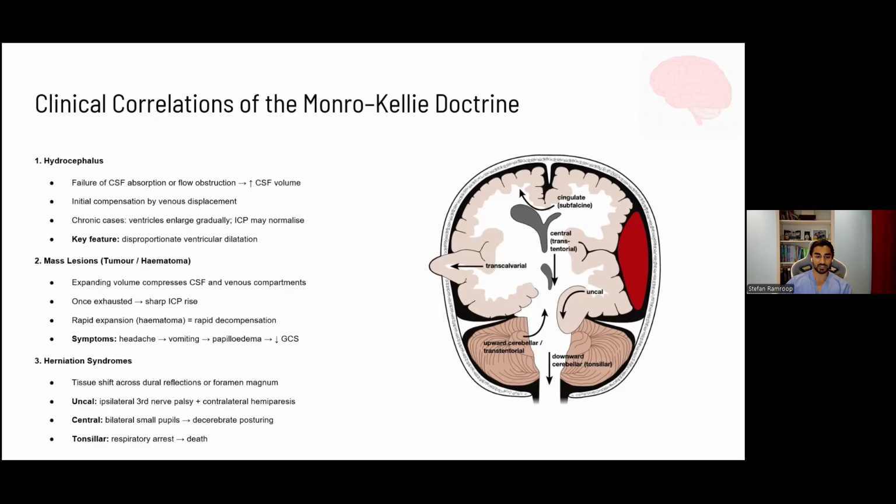You have central herniation, where you have the downward displacement of the diencephalon that could lead to bilateral pinpoint pupils, decerebrate posturing, and eventually the loss of brainstem reflexes. And there's also tonsillar herniation, which is where your cerebellar tonsils are forced through the foramen magnum, compressing the medulla, leading to respiratory arrest and death if it's not relieved. So it's very time sensitive.